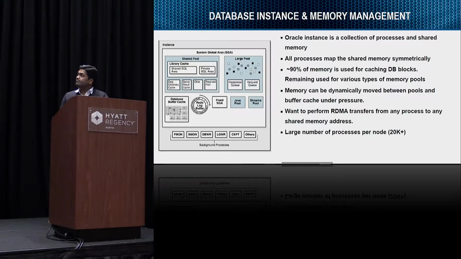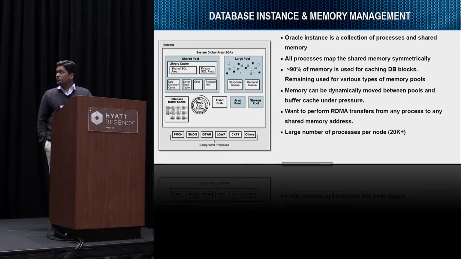Just to give you the perspective, the scale is very important. We are talking really order of magnitude of processes. It can be from 20,000 processes to 100,000 plus processes, and gigabytes to terabytes of shared memory. So scale is very important.